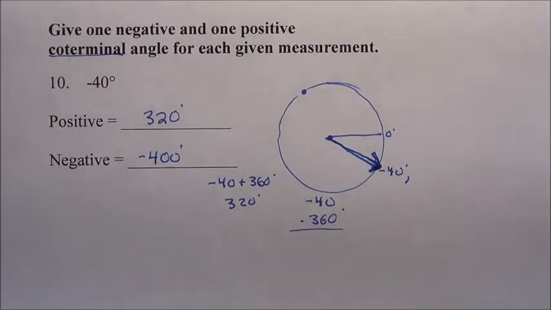So there you have problem 10. All you have to do for positive is just add 360, and for negative, just subtract 360. Maybe you can subtract two of them or three. We just want one. And again, there are all types of answers here, but I just wanted the closest one that you could get. There's problem 10.